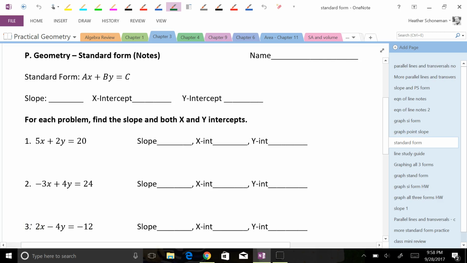So the third and final form that we're going to graph from is standard form. But before we can graph standard form, it's really important that we understand how to find the important aspects of it. So we're going to practice just finding that part today and then graph it next time.